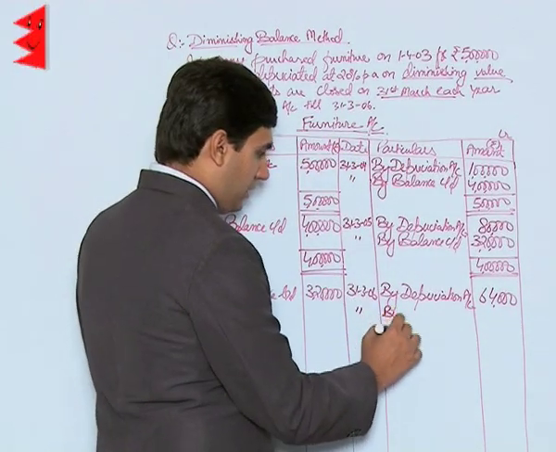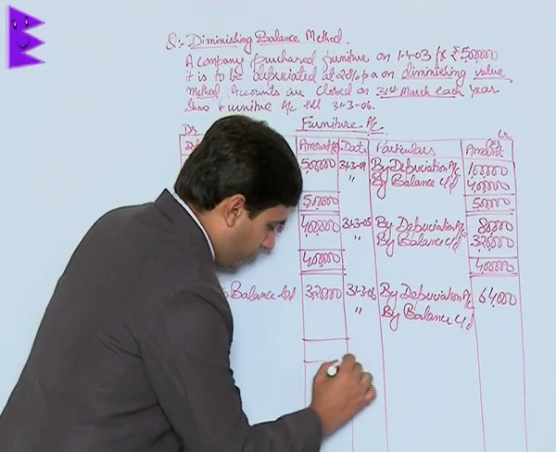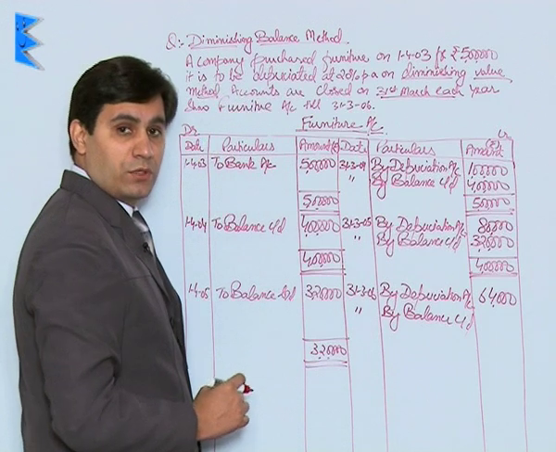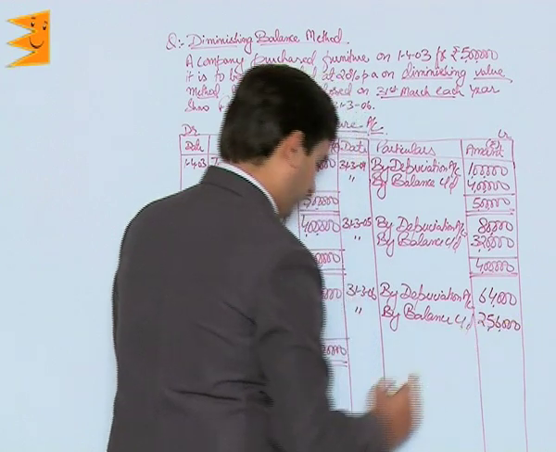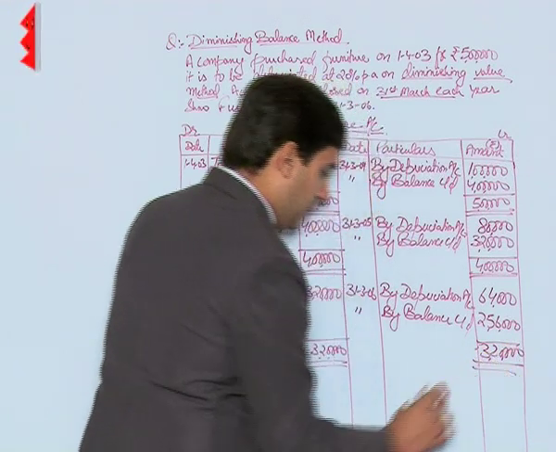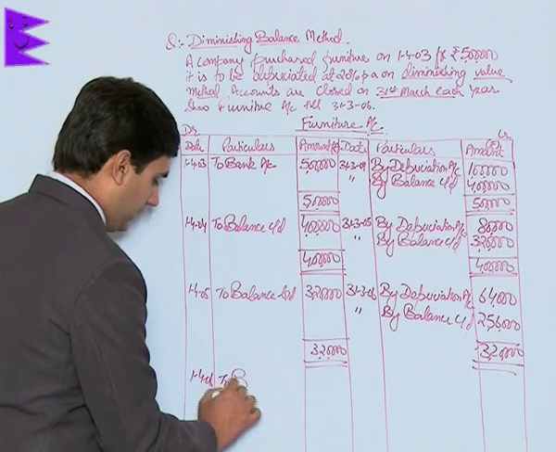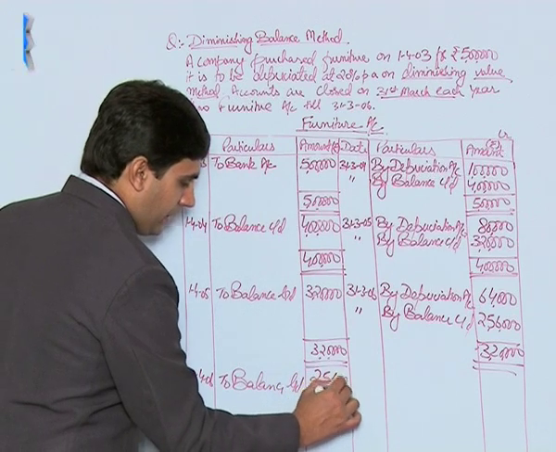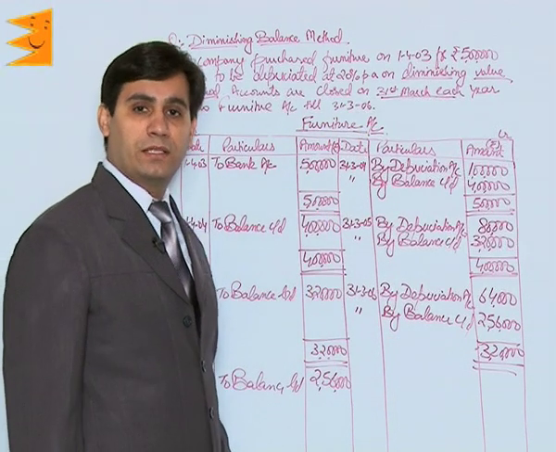So the balance carried down at the end of the year would be 3 lakh 20,000 minus 64,000. So it comes to 2 lakh 56,000. Totaling it out, total is 3 lakh 20,000 on both the sides, and this balance would be brought down as the opening balance in next year. And we leave it there because it was only till 31st March 2006 that we are required to prepare this furniture account.